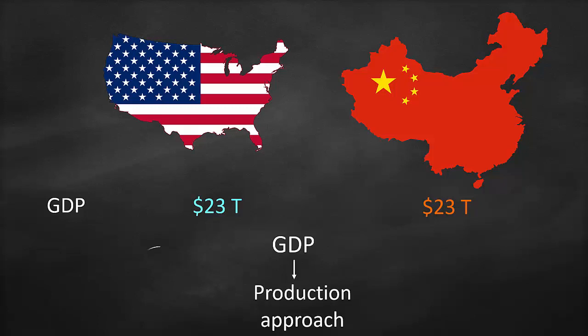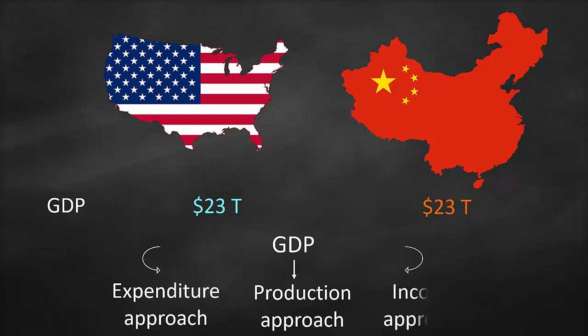We have three approaches: production approach, expenditure approach, and income approach. Based on these three approaches of GDP, can we say that the total production in the United States is the same as the total production in China? Yes, because in this example they have equal GDP. Can we say that the total expenditure in the United States is the same as the total expenditure in China? Yes, because they have the same GDP.